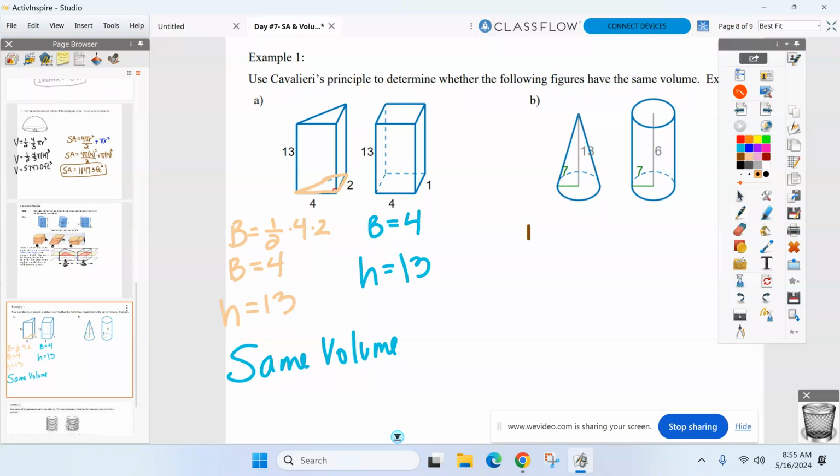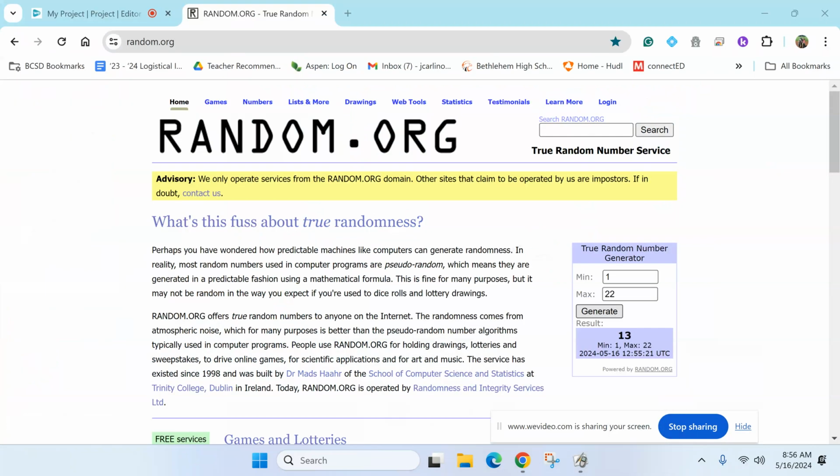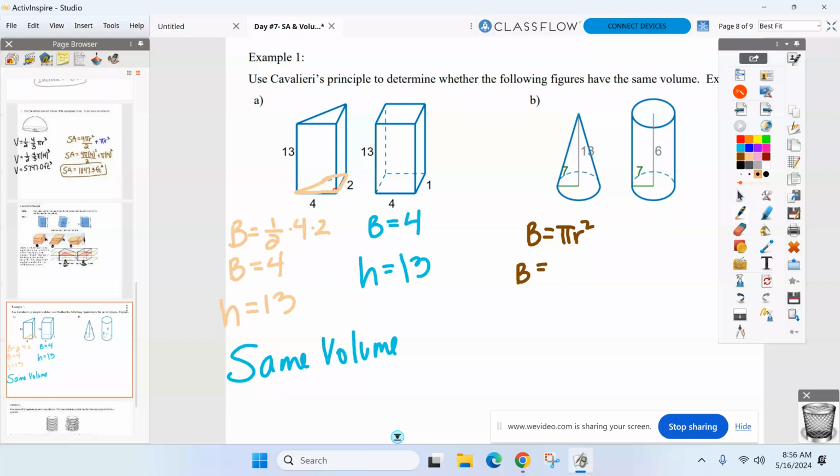Can't do length times width here. We got to do pi r squared, right? Because it's a circle. That's a 7. It's hiding over there. So leave your answer in terms of pi for me. What's the area of that circular base on the cone? The cone, and again, I am not finding the volume with you. I don't want to find the volume. What do you got over there, Simon? What's the area of that circular base? 49 pi. And I'll stick with you right here. What's the height? 13.